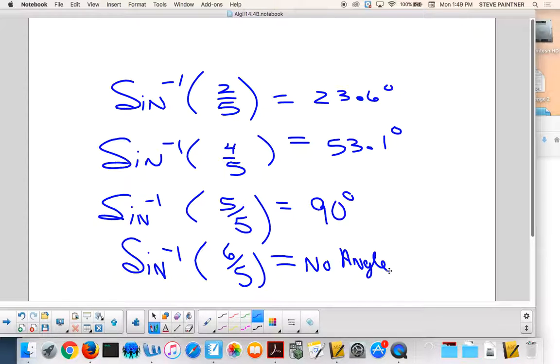What you're saying is one of your legs is 6 and the hypotenuse is 5. Isn't the hypotenuse supposed to be the longest side of a triangle? Yes. This is why there's no angle. And if you get this on a test, you just say, there's no triangle. That's why.